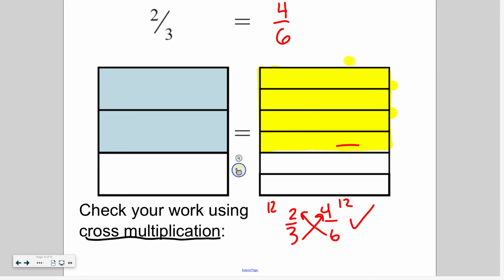All right, I hope you found this helpful. Again, we were finding equivalent fractions using visual models to help us find those equivalent fractions. And equivalent means equal. It's just a math term for equal.